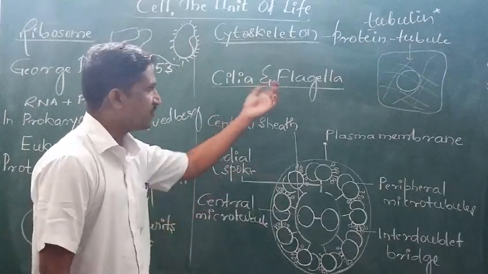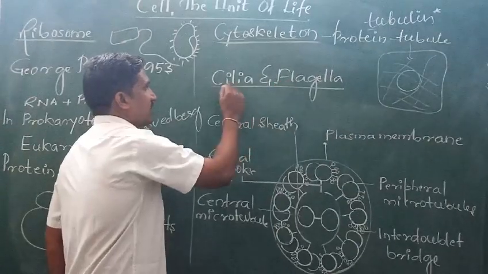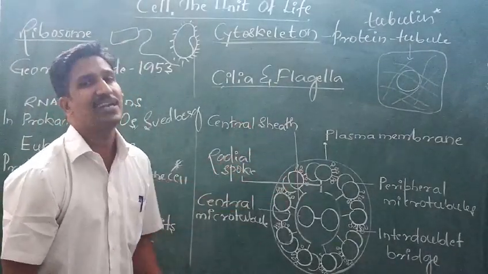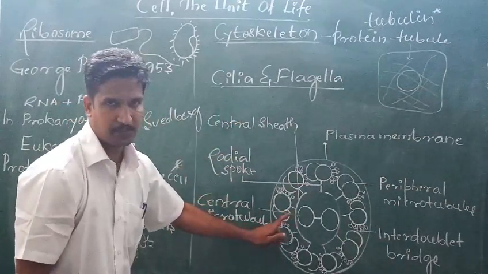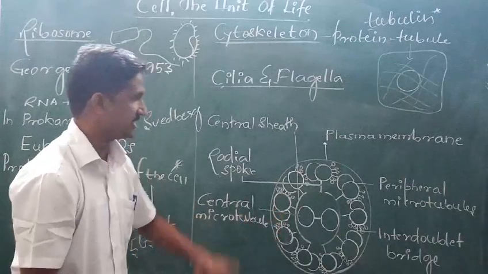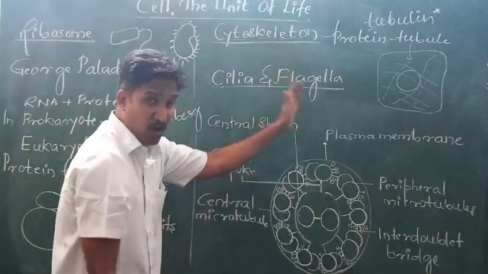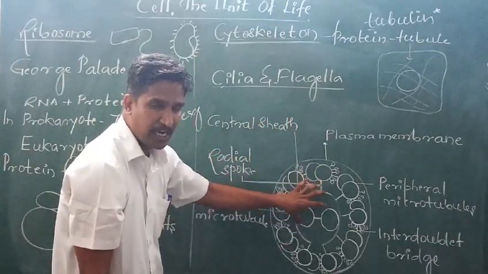So cilia and flagella, let us study. We are learning flagella, not cilia. The structure is slightly different, but both structures are like this. Let us see what it actually is. You are looking over here. This is the structure of either the cilia or the flagella. It is the structure of flagella.